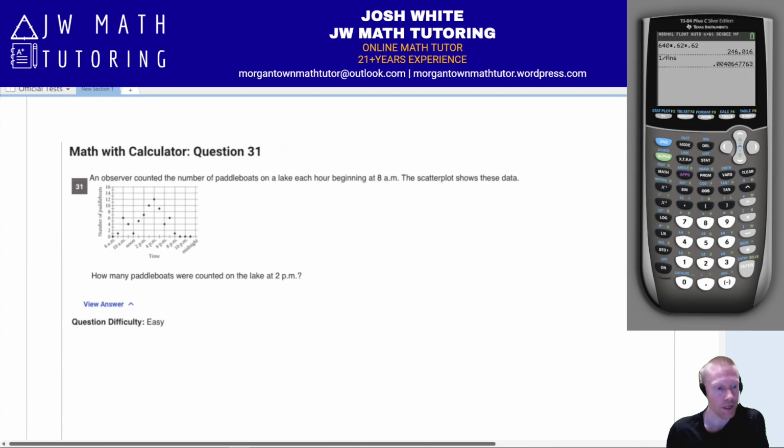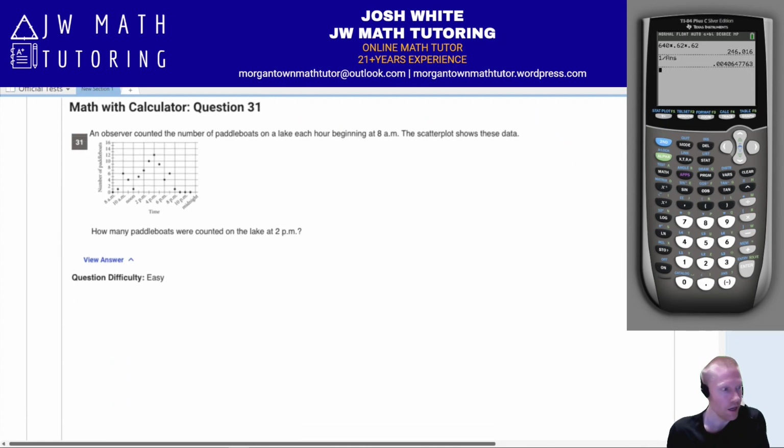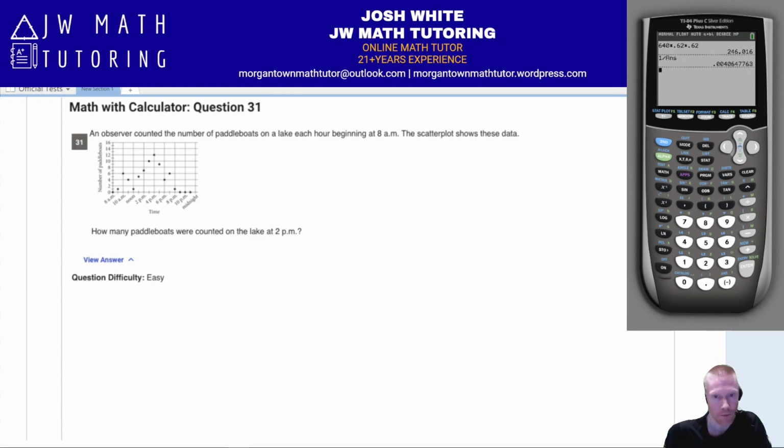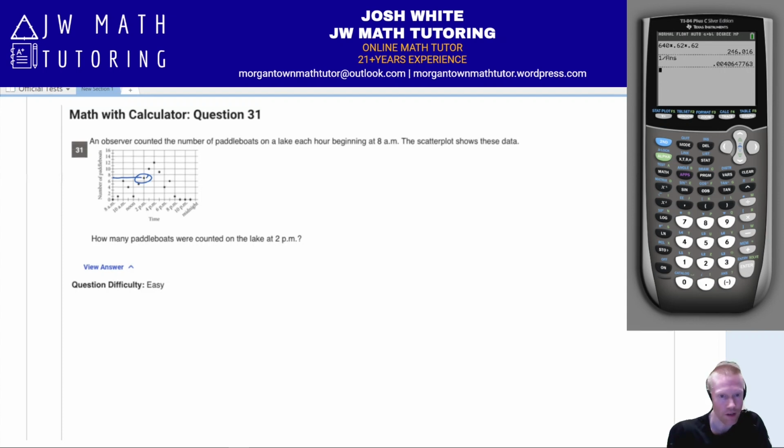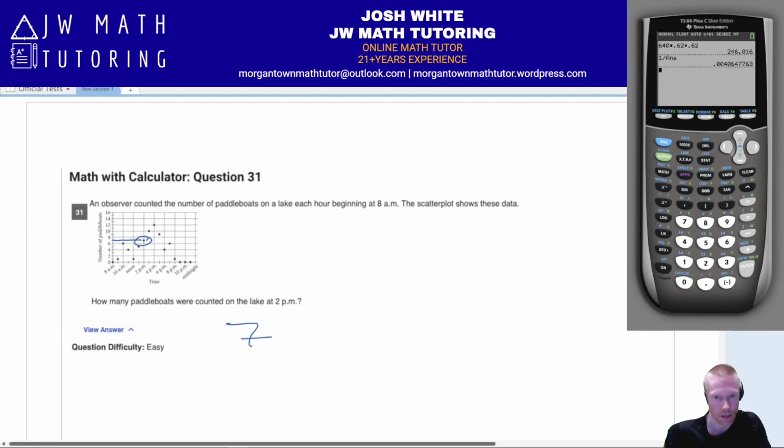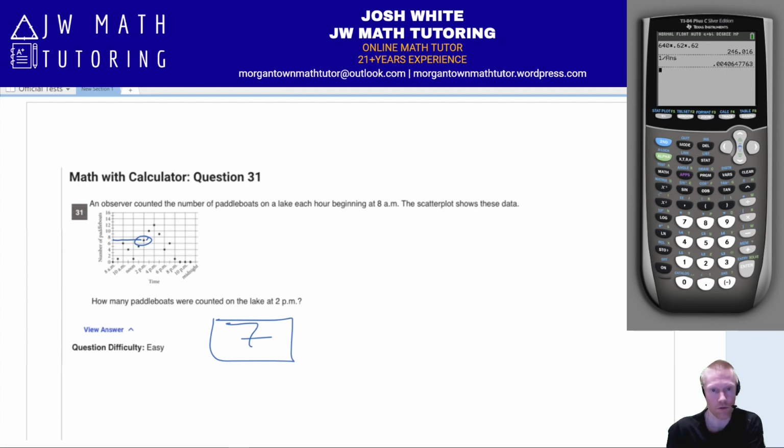All right, now starting with the grid-in questions. Number 31. This is just a very basic, easy reading a graph type question. How many paddle boats were on the lake at 2 p.m.? Well, we go to 2 p.m., we go up to this point right here. We notice that corresponds to a y value of 7, so the correct answer to this question is just 7. That's what you grid in. No other work is required.